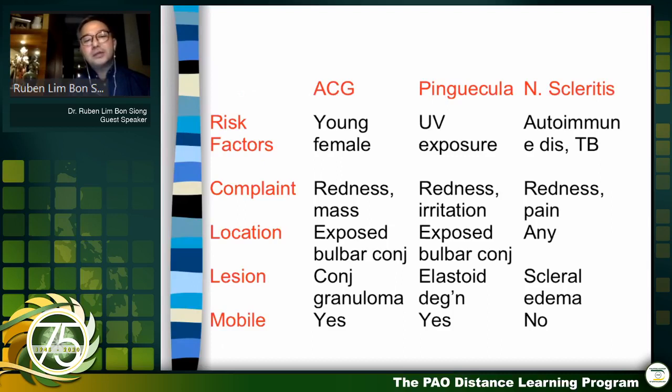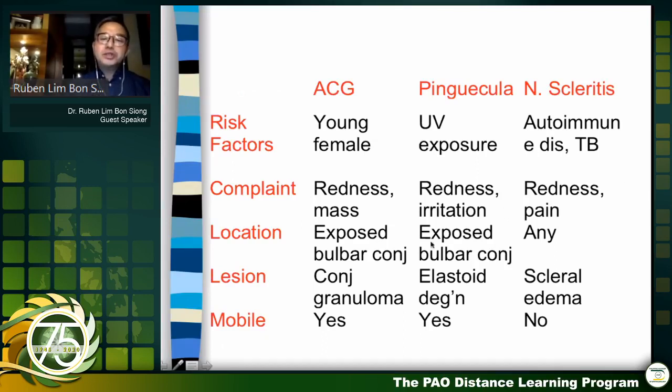In the chief complaint of an ACG, you have a mass and redness. In pinguecula, there might be occasional on-and-off redness and irritation. ACG will not give you pain. Patients will come in only because there's a very prominent red spot, a red area with an elevated area. In nodular scleritis, there is redness and pain. So this will differentiate one from the other.